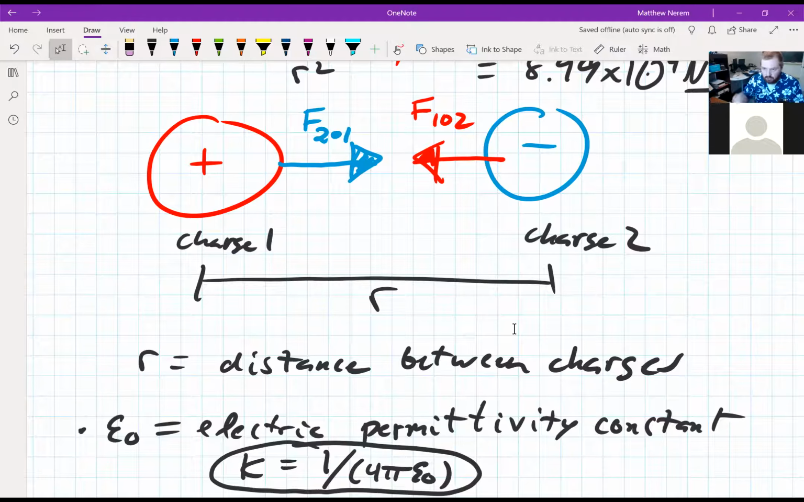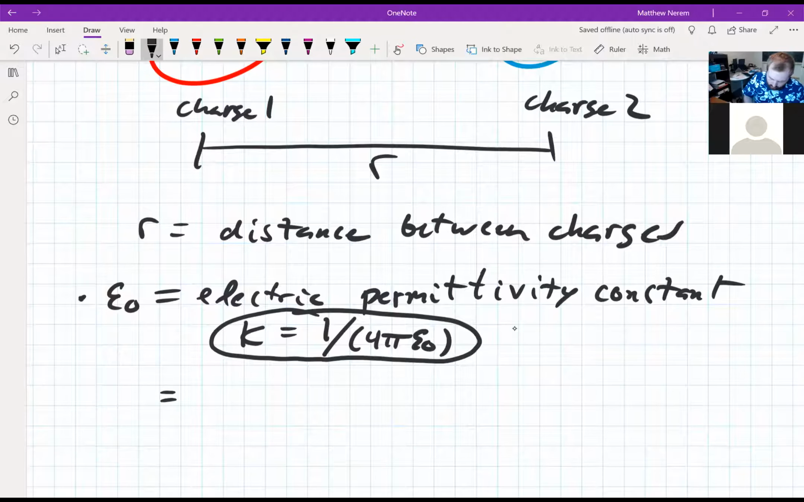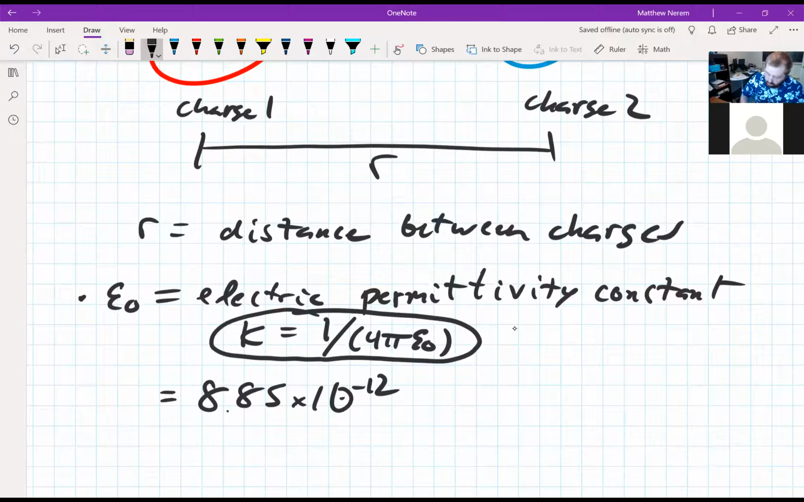Always useful to have these values written down. I have a little cheat sheet because a lot of these I don't remember, so I don't waste my time. But number-wise, it's 8.85 times 10 to the minus 12th. That is coulomb squared per newton meter squared, right?